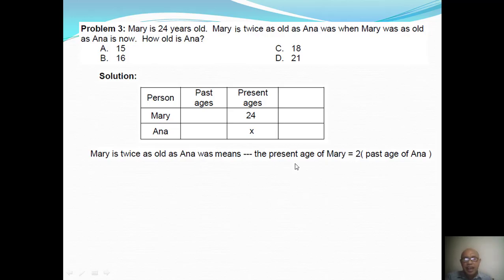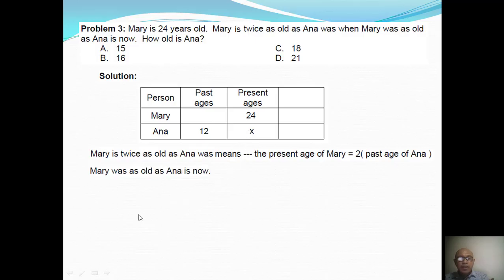So, the present age of Mary is twice the past age of Anna. So, meaning, this 24 is twice the age here. If this is twice this, so meaning, this is 12. Did you get it? So, the present age of Mary is twice the past age of Anna.